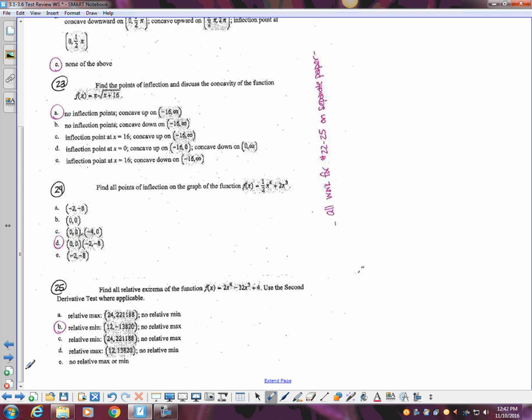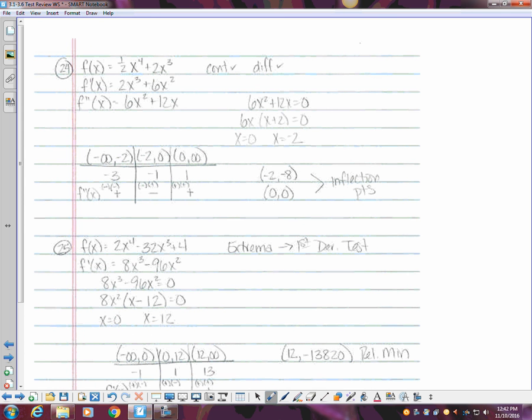Okay, 24, find all points of inflection on the graph. All right, inflection, points of inflection means concavity, which means I'm going second derivative. So I go for, well, he's continuous and differentiable because he's a nice easy x to the 4th. First derivative, I go right into my second derivative. I don't have to worry about domain. Everything's defined everywhere. Set that equal to 0 and solve it.